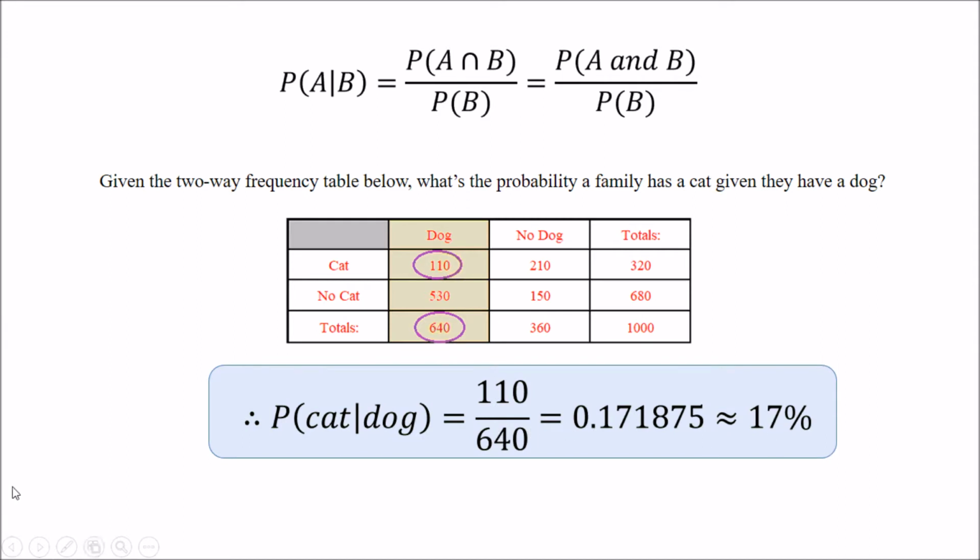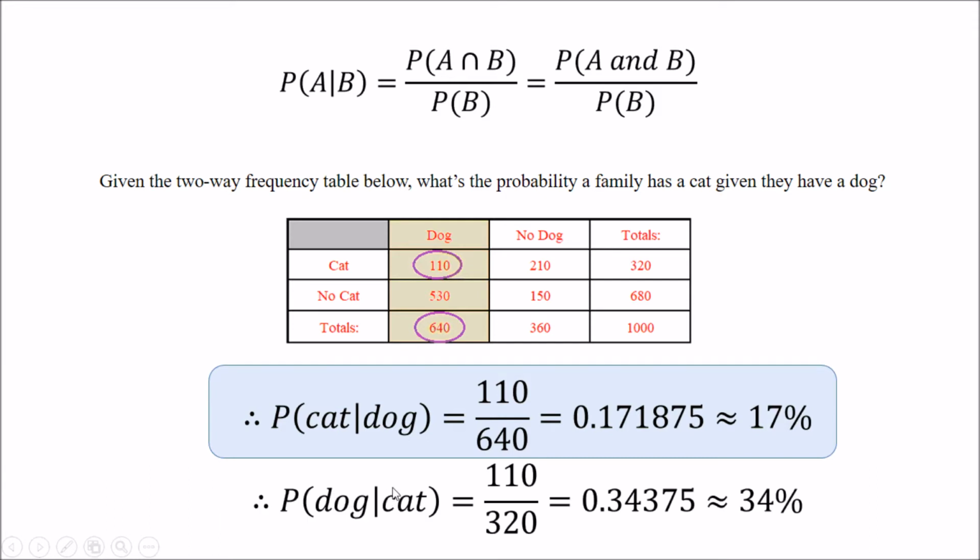Be careful not to switch them around because conditional probability is not commutative. The probability of having a dog given you have a cat is twice as likely. It's 110 out of 320 because now we'd be looking across the top row. Of all the cat people, which there are 320, 110 of them have a dog, 34%.